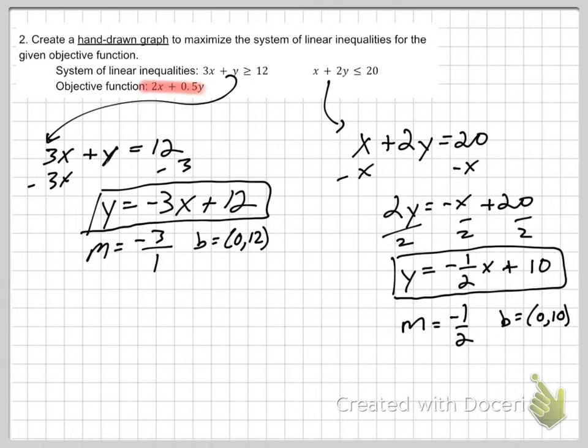So what I've noticed in doing these hand-drawn problems is that there's a lot of steps, and you have to be careful and keep track. First video we did the x and y intercept method. This version will do the y-intercept method.